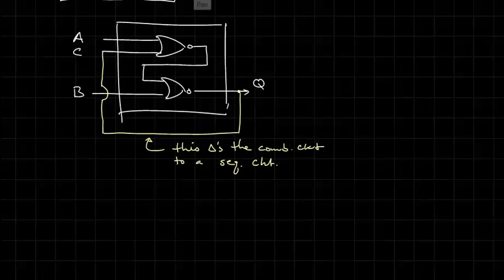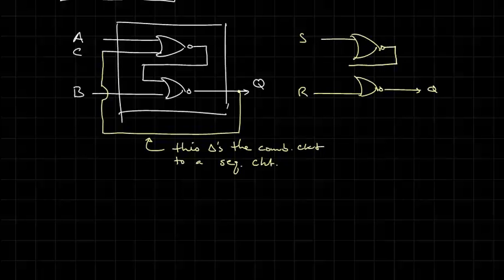I'm going to redraw this circuit in a way that is a little more compact. And I'm going to rename these inputs. I'm going to call this A, S. I'm going to call this input B, R. And then I'm going to redo it this way. Okay, so stop the video if you need to for a moment just to convince yourself that this circuit is the same circuit as I had before. This is equivalent.